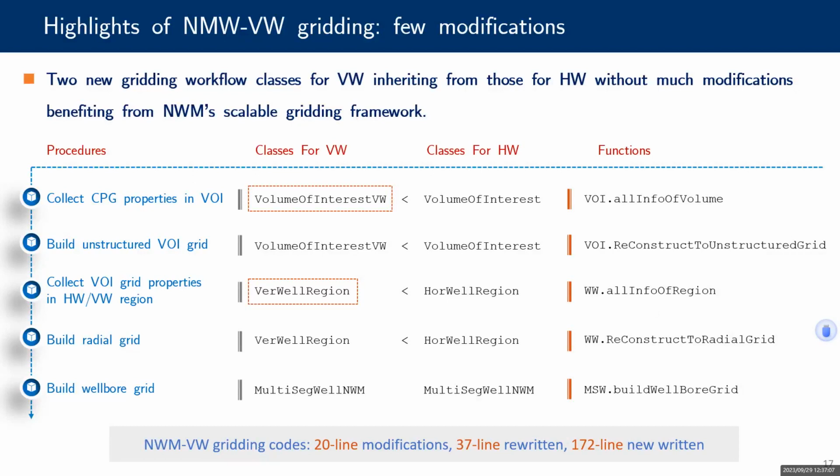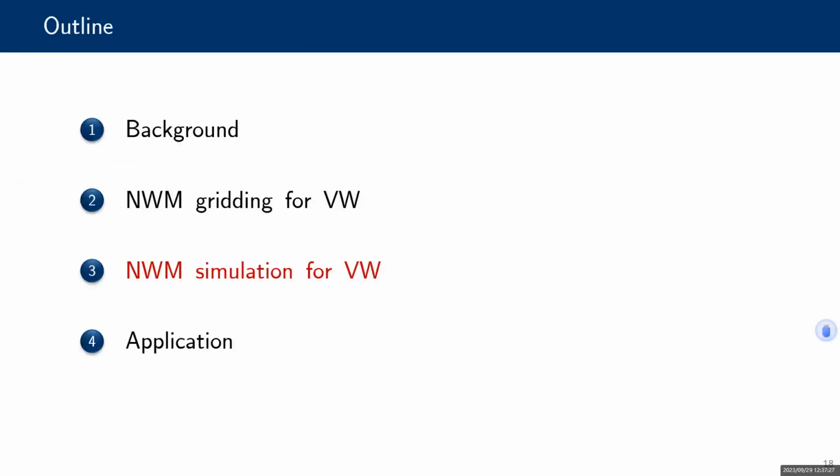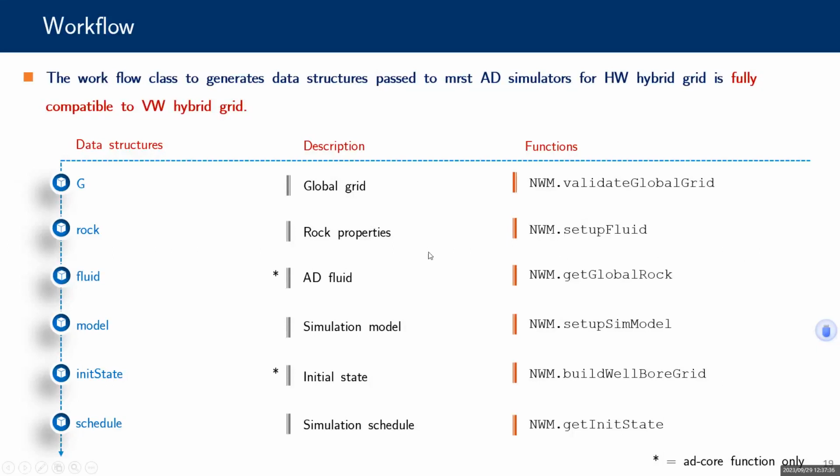For the coding part, only two new gridding workflow classes for vertical wells were built, and they are almost the same as for horizontal wells, without much modification, benefiting from the near-wellbore scalable gridding framework. The third part is near-wellbore simulation for vertical wells. The workflow class generates the data structure passed to the MRST AD simulator, and the horizontal hybrid grid is fully compatible with the vertical hybrid grid.